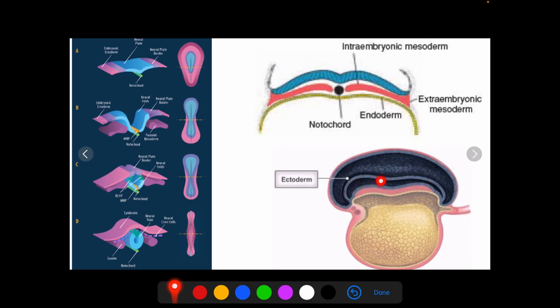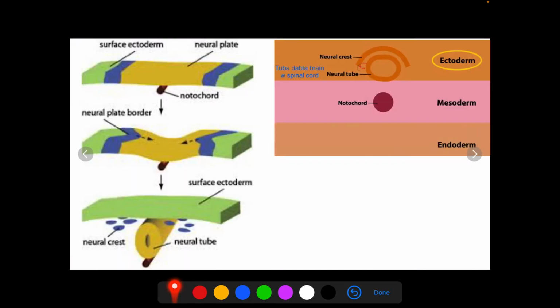Like this, it forms this tube, the neural tube. So that's another picture of neurulation. The final result of the germ layers will be like that: ectoderm, mesoderm, and endoderm, neural tube and neural crest.